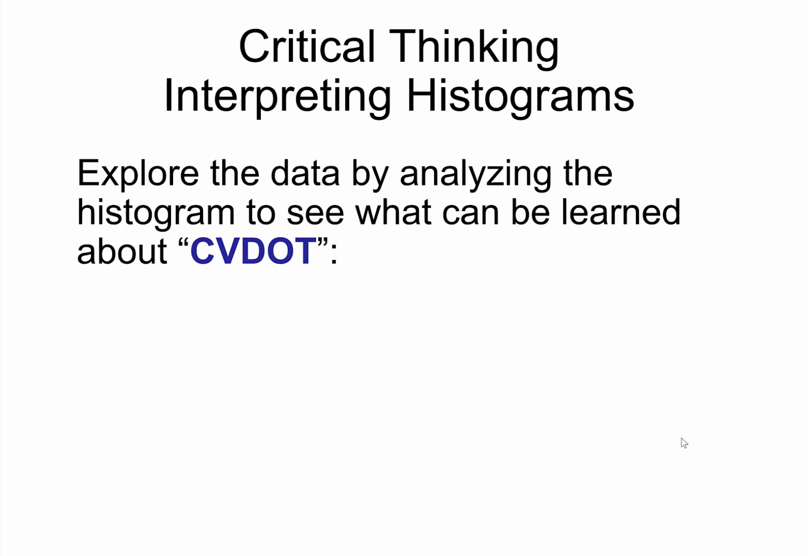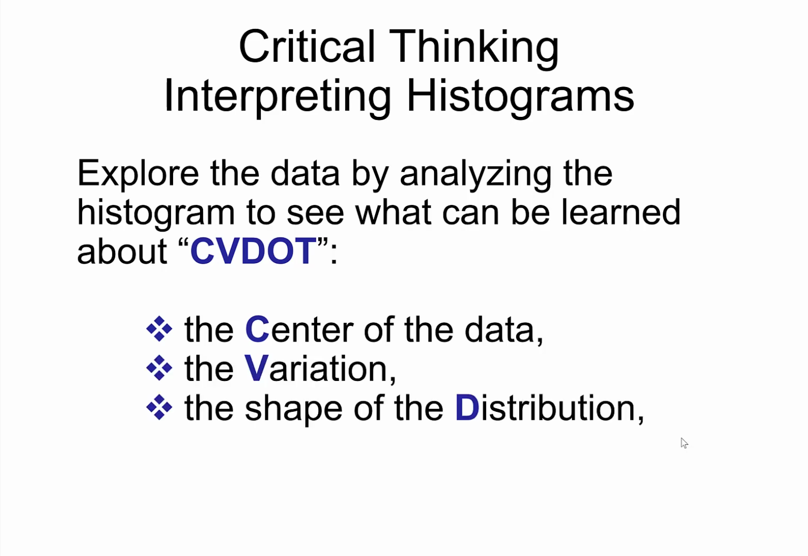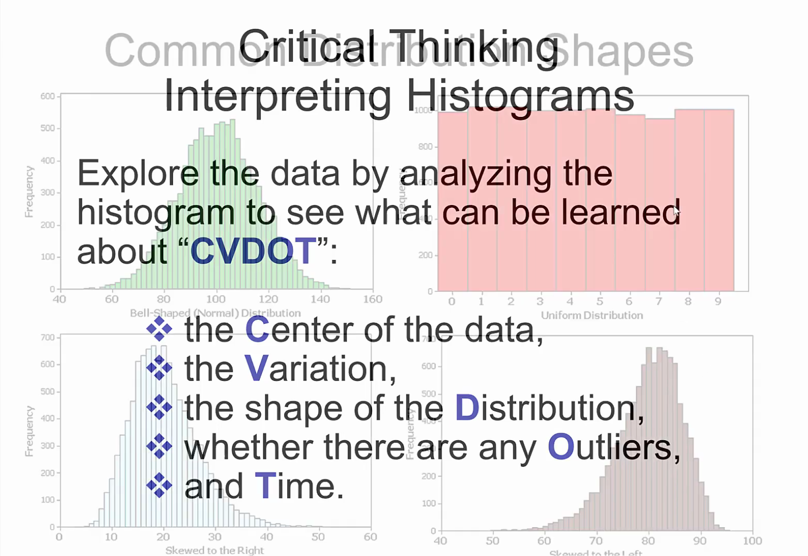Explore the data by analyzing the histogram to see what can be learned about CVDOT: the center of the data, the variation, the shape of the distribution, whether there are outliers, and then if there's any time parameter that we might be able to look at.